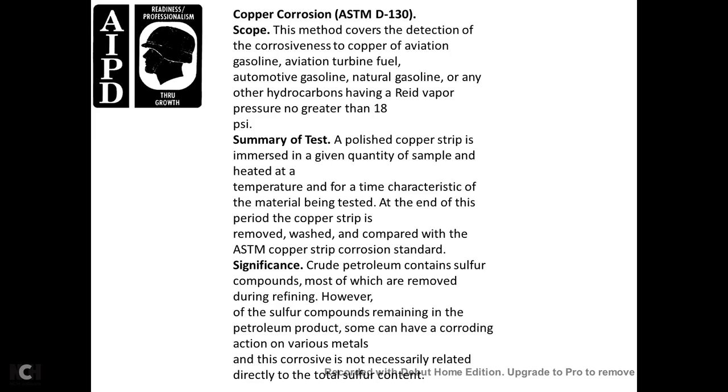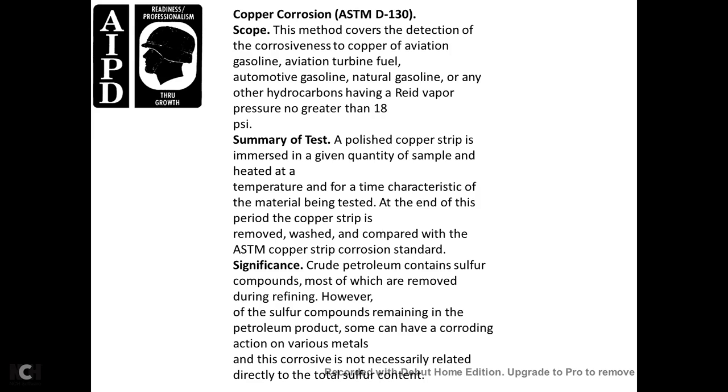Copper corrosion, ASTM D130 scope. The method covers the detection of the corrosivity to copper of aviation gasoline, aviation turbine fuel, automotive gasoline, natural gasoline, and any other hydrocarbons having a Reid vapor pressure no greater than 18 psi. Summary: a polished copper strip is immersed in a given quantity of the sample and heated at a set temperature. At the end of the test period, the copper strip is removed, washed, and compared with the ASTM copper strip corrosion standard.